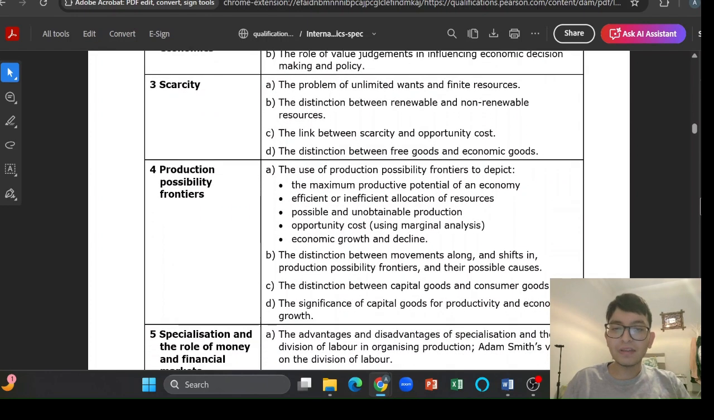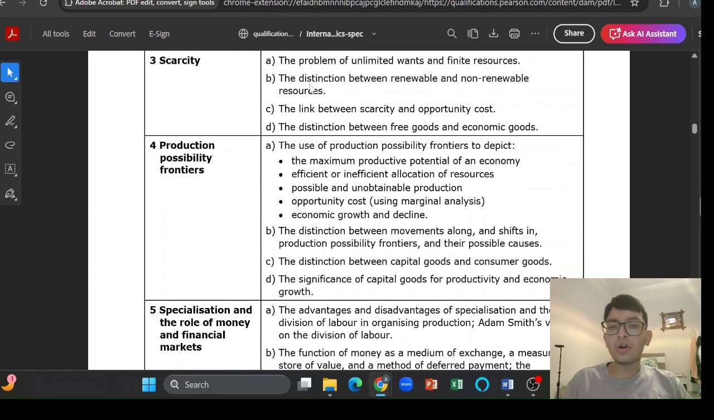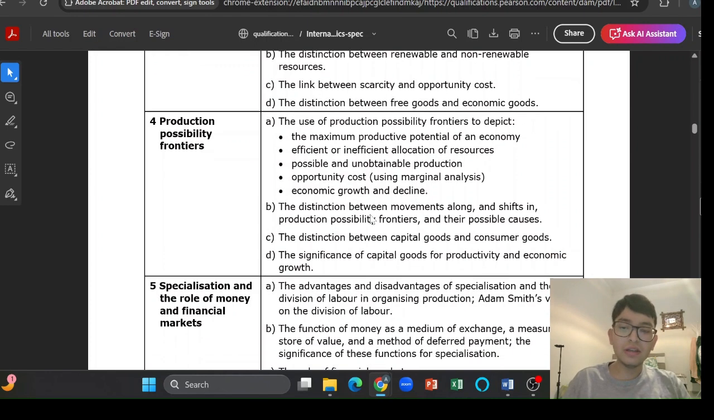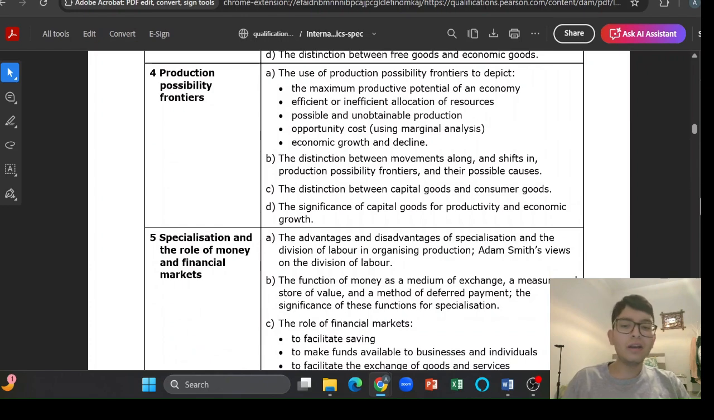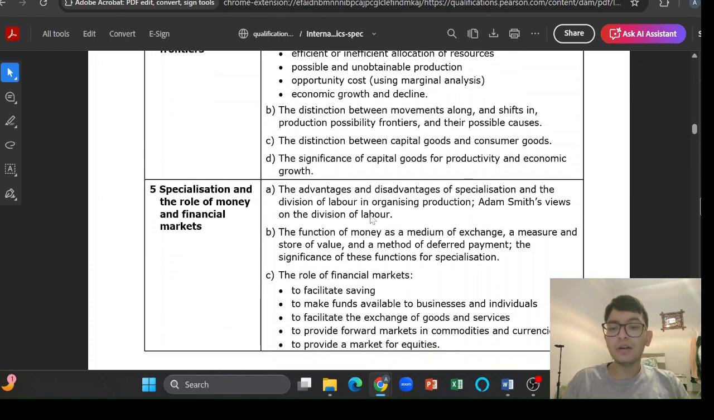Then you have the problem of scarcity, which is basically unlimited wants and finite resources, and you have opportunity cost, which again is something that has been learned in GCSE as well. Then production possibility frontiers, I'm sure many of you have learned in your GCSE economics. If you have not, don't worry, it's very simple, you can easily grasp it.